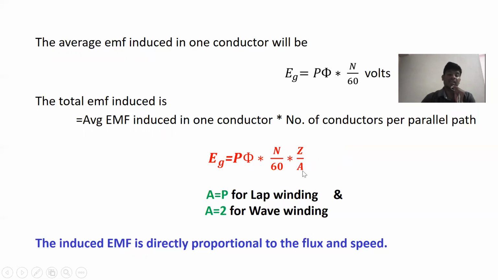Okay, in this, A depends on the armature winding. If A equals P for lap winding, and A equals 2 for wave winding. From the EMF equation, the induced EMF is directly proportional to the flux and directly proportional to N. So if flux changes, the induced EMF changes. If speed changes, the induced EMF changes. Okay, so this is the EMF equation. So how to solve the problems on the EMF equation? Okay, let us see.